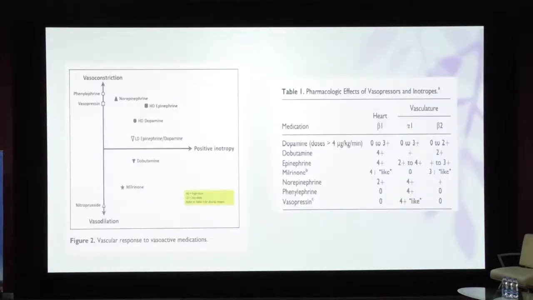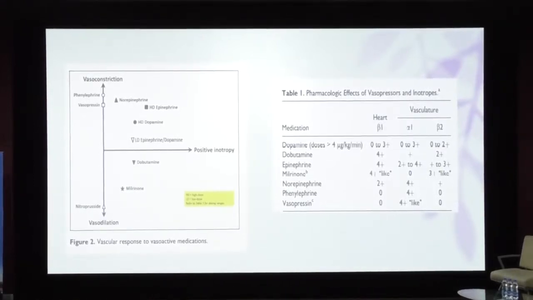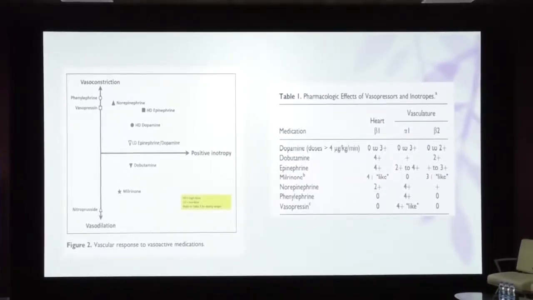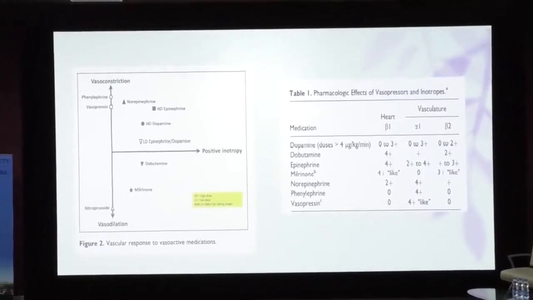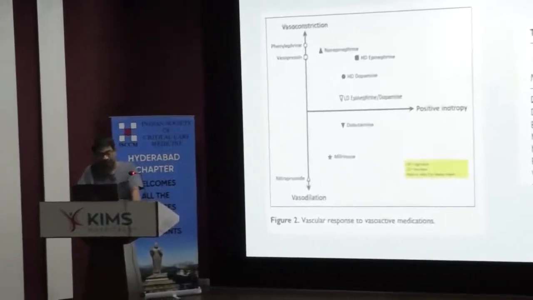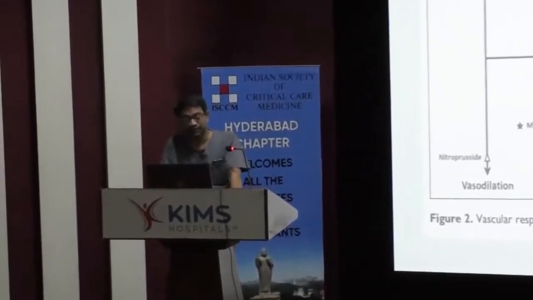To summarize: inotropes and vasopressors. Coming to vasoconstriction, phenylephrine and vasopressin; for vasodilation, nitroprusside and NTG; and for positive inotropy to increase contractility, dopamine, epinephrine, and dobutamine. The pharmacological effects are based on beta 1, alpha 1, alpha 2 receptors. The highest 4 plus effects are with dobutamine and epinephrine, and only pure vasoconstrictors are phenylephrine and vasopressin.